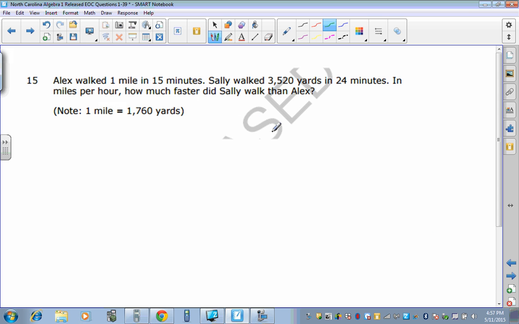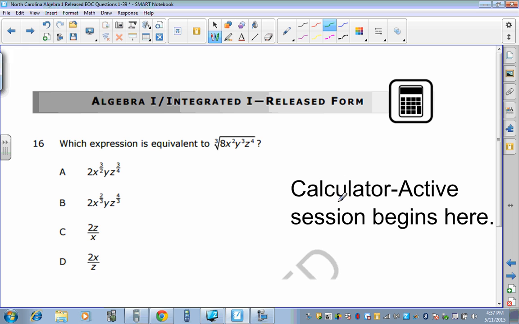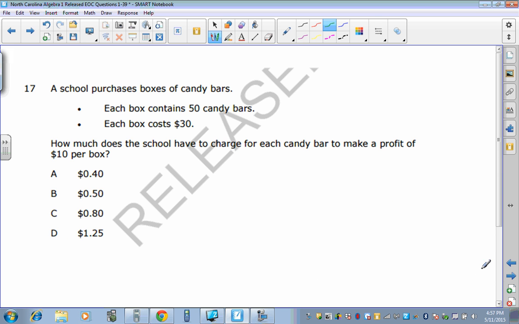Okay, number 15 we are not going to worry about. That is not a Louisiana standard. Okay, number 16. The calculator active sessions begin here. All right, 16 we are not going to worry about. 17 we are going to worry about.